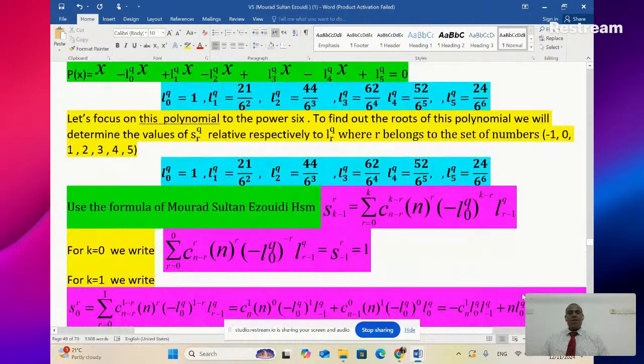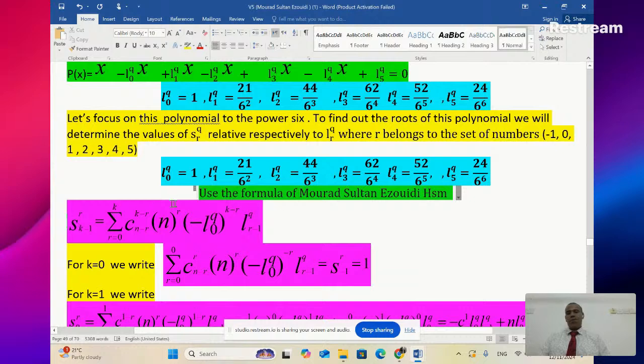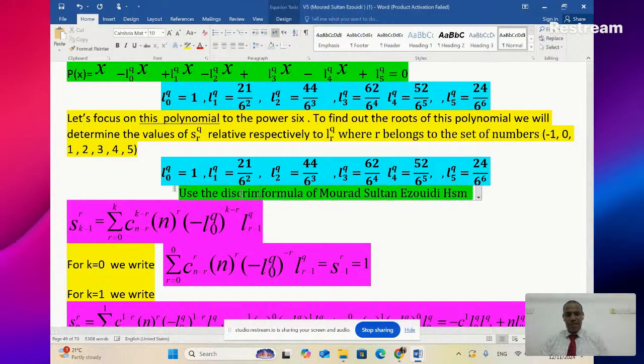Okay, this theorem will help you learners to find the coefficients of your new sixth degree polynomial equation. So now we are going to use the discriminant formula of Mr. Mourad Sultan Ezouidi, the Tunisian mathematical teacher, the pioneer in methods, is here now with you to let you understand the theory and to let you practice this theorem, and you will be able to solve this kind of polynomial to the power 6.